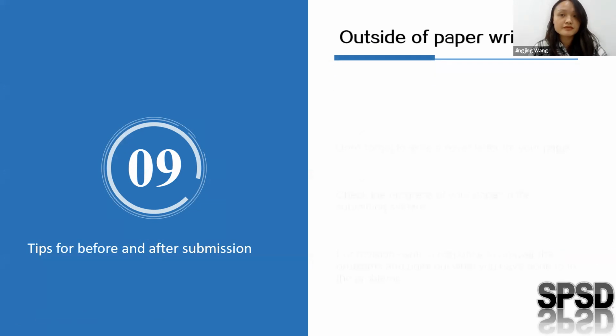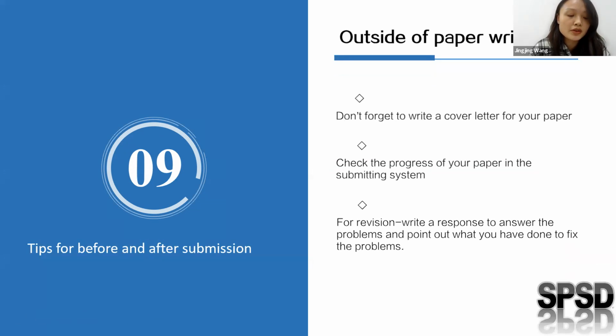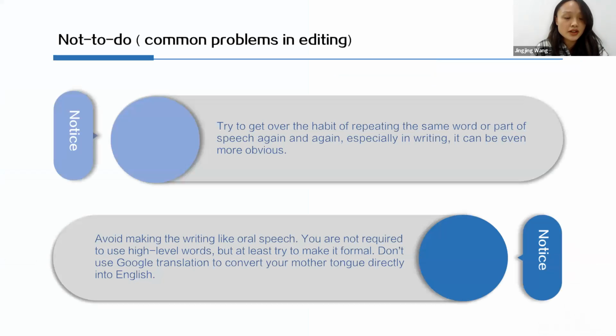The other problem, just as I mentioned, is to avoid making the writing like oral speech. Most of us are not English native speakers, so it is not easy for us to use high-level words. But at least we can try to make our content formal. So don't use Google Translate to convert a sentence of your mother tongue directly into English. This can be quite obvious when you read it.